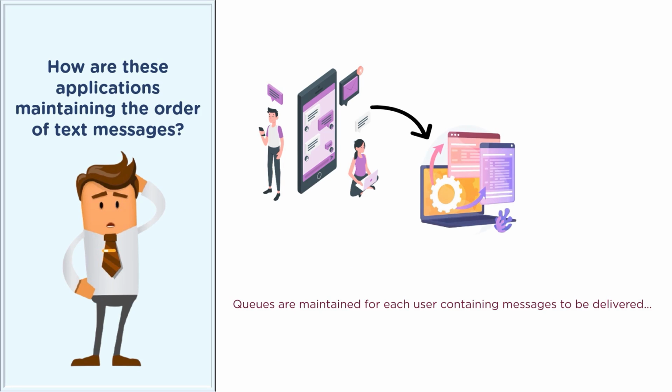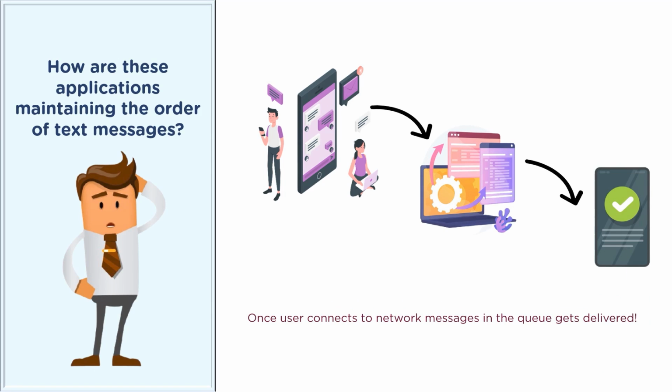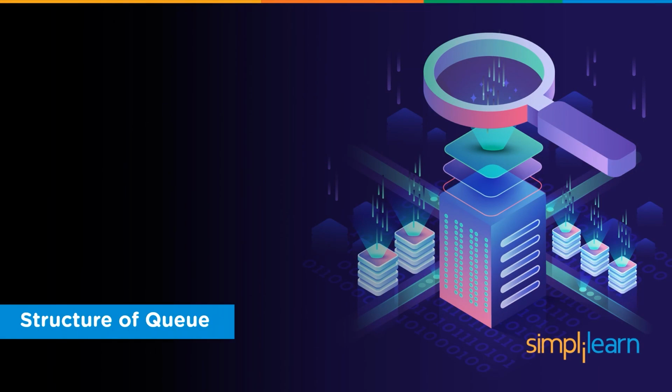Basically, in these applications, a queue is maintained for each user, containing the messages to be delivered to the user. When the user connects to the network, all the text messages in the queue get delivered, and once the messages are delivered, empty queues get deleted. This example clearly illustrates the importance of data structures. So let's dive further and understand the structure of the queue in depth.